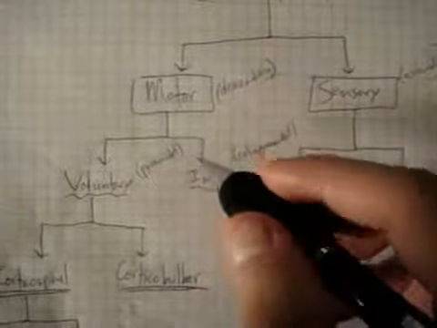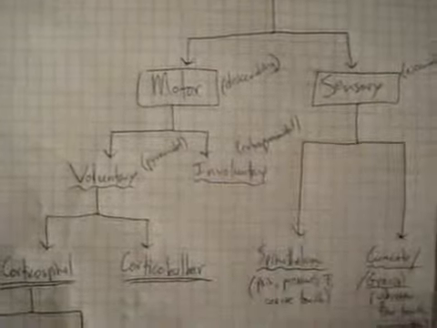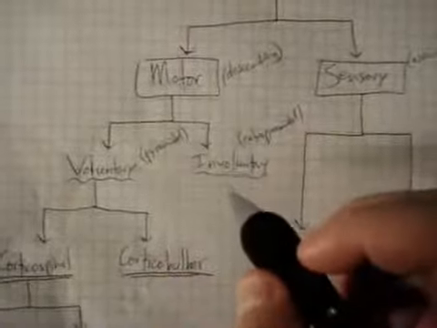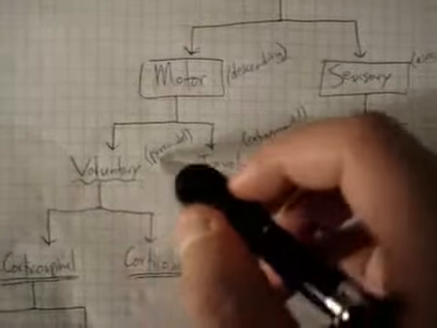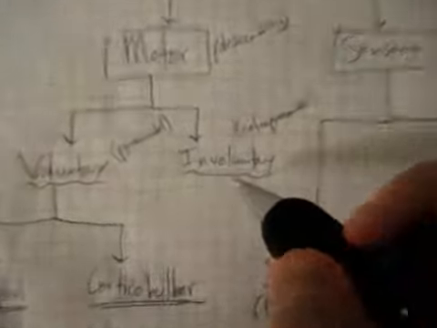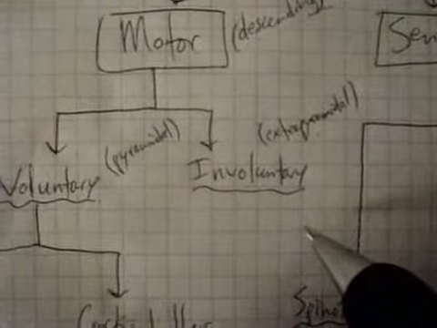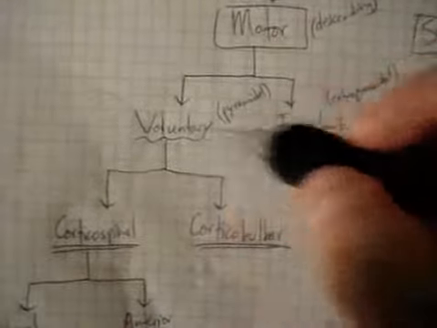Within the motor, you have two types of pathways, voluntary and involuntary. Voluntary, also known as pyramidal pathways. Involuntary, also known as extrapyramidal pathways. We are going to focus on the voluntary.